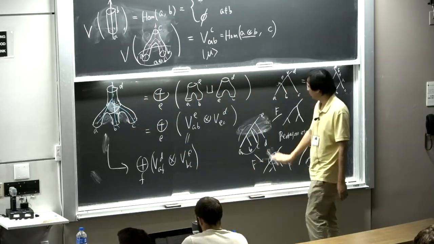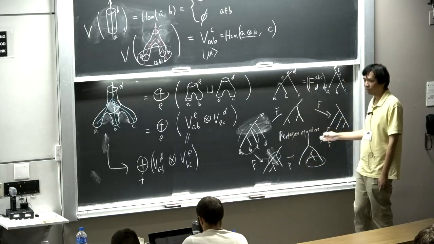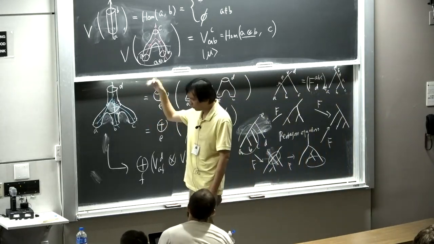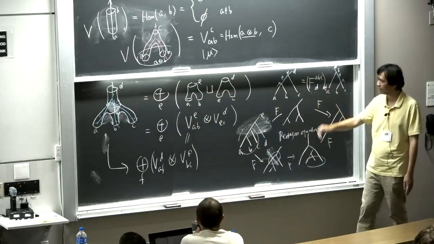Okay. We just need to check the consistency of the four-punctured sphere. That's Pentagon, and that's enough. Then you go to 6 punctures or 7 punctures, whatever, and you get a consistent result. It doesn't depend on the way you cut them.